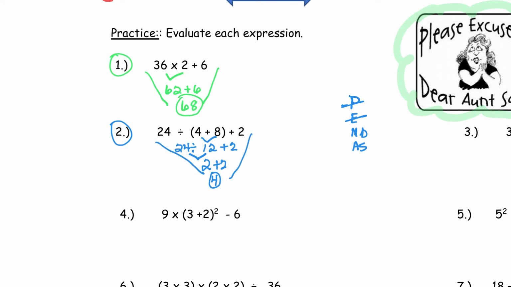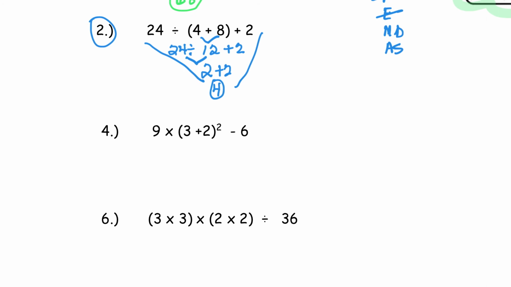Okay, try number 4. Let's go down here. Let's try number 4 on your own. Now this one here has an exponent, so be careful. Couple of things going on here. I'll give you a hint. I would solve what's in the parentheses first.